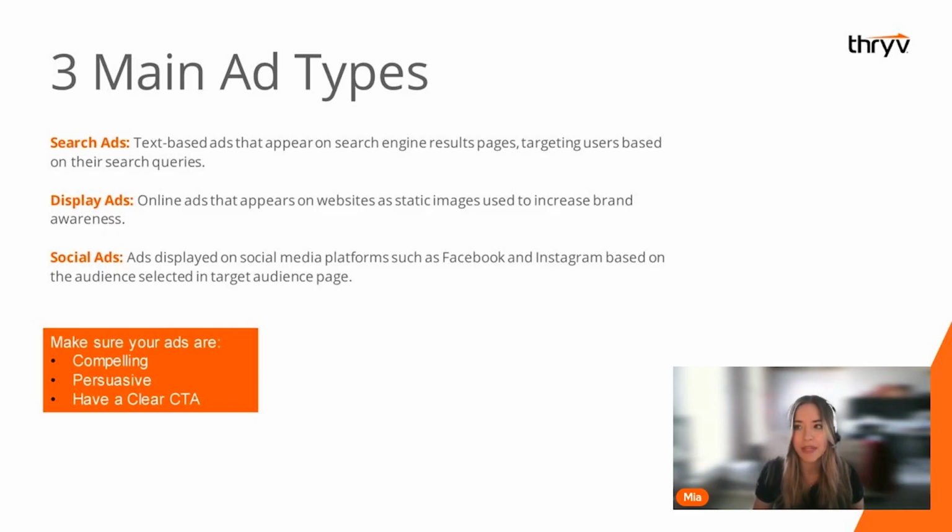Then you have the display ads. They're online ads that appear on websites as a static image, used to increase brand awareness. And then finally, we know the social ads. We see those a lot. So they're ad displays on social media platforms such as Facebook, Instagram, and then it's based on the audience that you select to target as well.